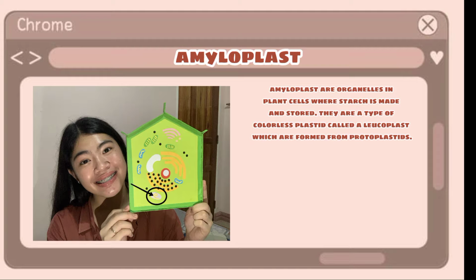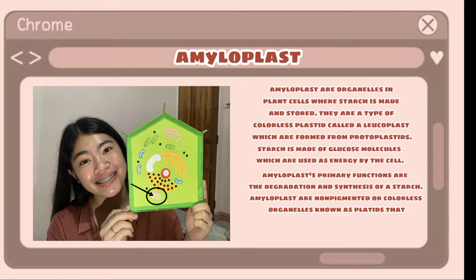Amyloplasts are organelles in plant cells where starch is made and stored. They are a type of colorless plastid called a leucoplast, which are formed from protoplastids. Starch is made of glucose molecules which are used as energy by the cell. Amyloplast's primary functions are the degradation and synthesis of starch. Amyloplasts are not pigmented or colorless organelles known as plastids that convert glucose into starch and store it in the stroma.